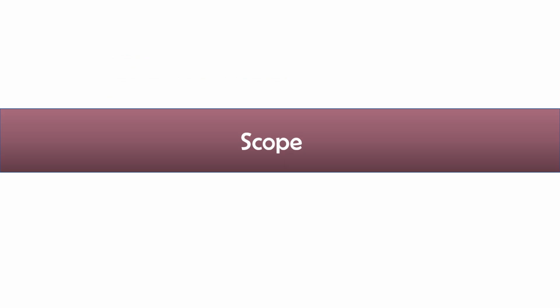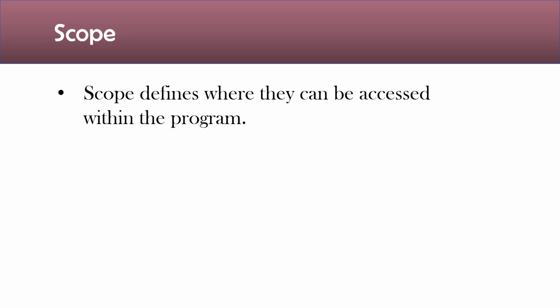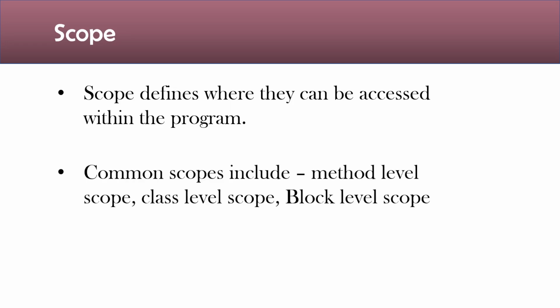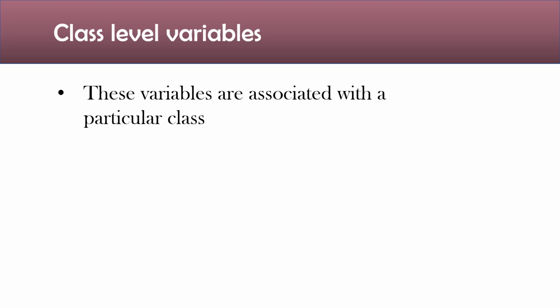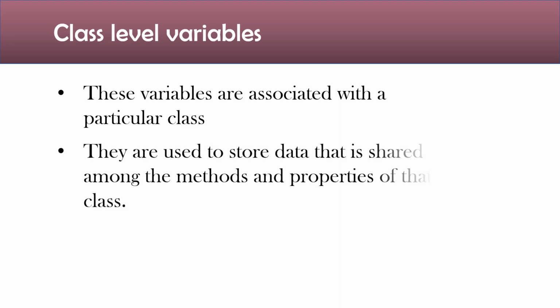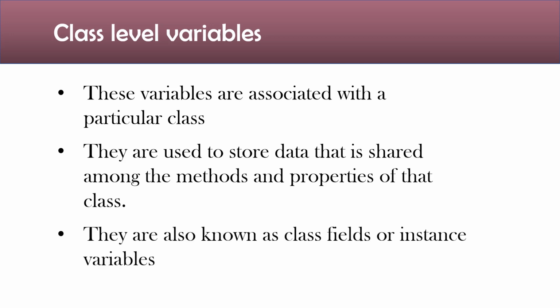Variables have a scope. Scope defines where they can be accessed within the program. Common scopes include method level scope, class level scope, and block level scope. Let's discuss class level scope. Class level variables are associated with a particular class. They are used to store data that is shared among the methods and properties of that class. They are also known as class fields or instance variables.